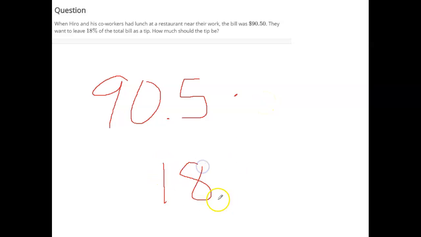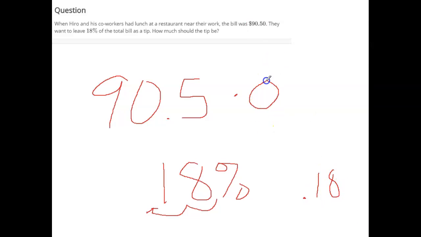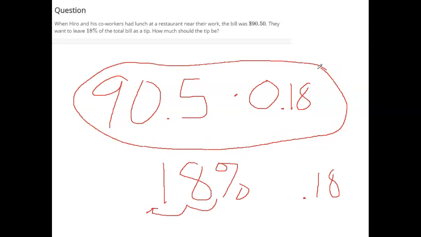So always slide the decimal spot 2 spots to the left, and then you get your decimal version of the percent. So here we have 0.18. So do this multiplication right here, and you'll find what 18% is of that total $90.50. And I just typed that in on a calculator, 90.5 multiplied by 0.18. And I got that the tip would come out to $16.29. That is 18% of this amount.